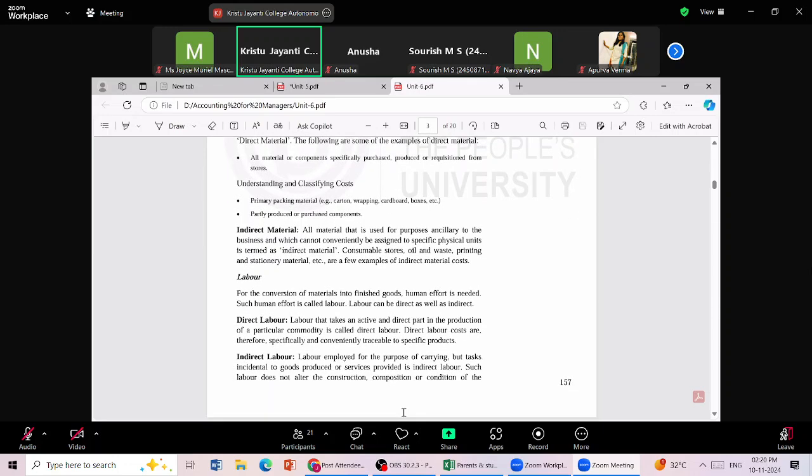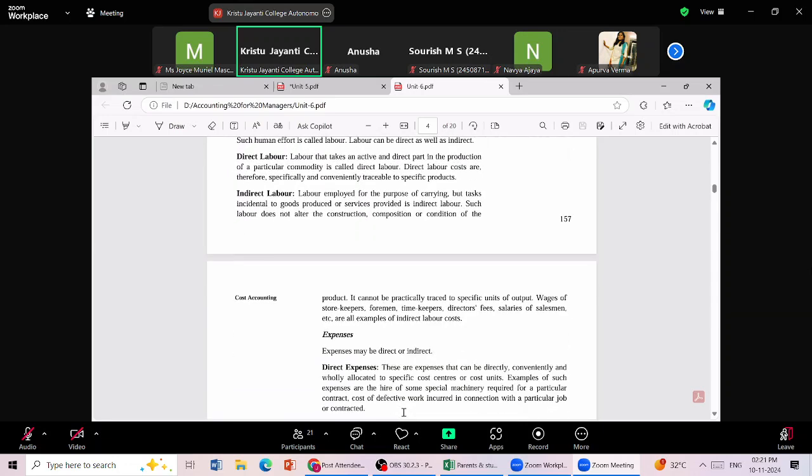Likewise, the next element is labor. Labor means a human who is putting in effort to do that process. So he is called labor, and the laborer gets a wage. There are two categories of labor, direct labor and indirect labor. Any labor who has a direct connection to the production comes under direct labor, wages. At the same time, indirect labor means salary, so that can be considered under the head of indirect labor.